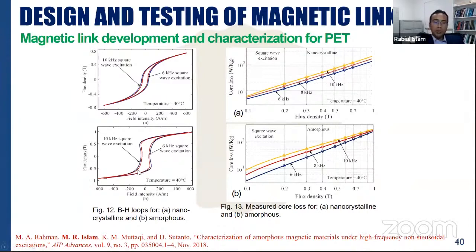And if we look at the B-H curve, we see how sharp it is, especially this B-H curve for 10 kilohertz excitation. If you look at the B-H curve for other materials, you can easily realize that this material has much less core loss. That means an efficient device can be developed with this type of material.